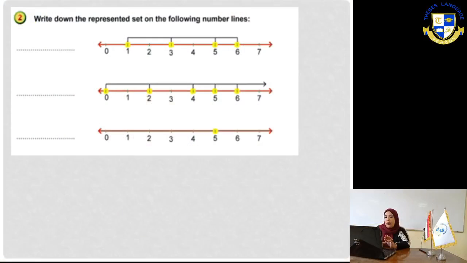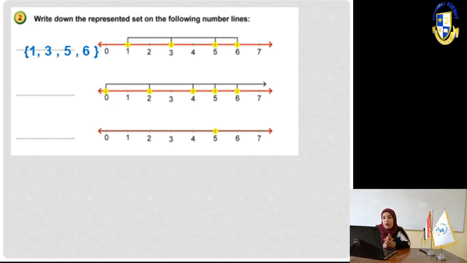Write down the set represented on the following number line. Okay, here on the number line you can see 1, 3, 5, and 6. So it will be the set of 1, 3, 5, and 6.